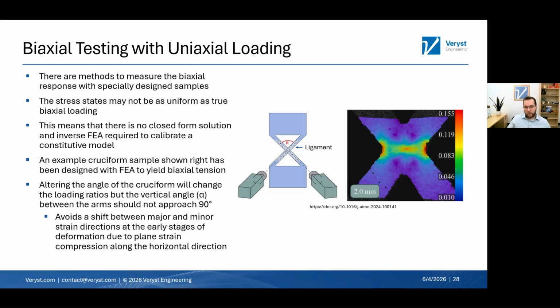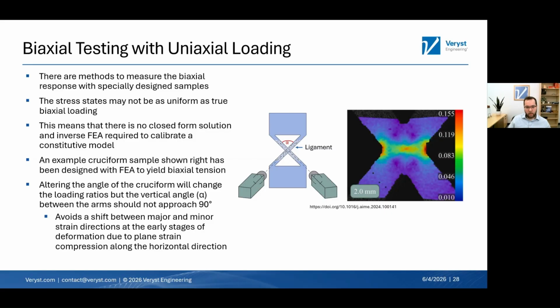The one major disadvantage is that the stress states are not as uniform as true biaxial loading, and there's no closed form solution. And so you need inverse FEA to calibrate the constitutive model. An example cruciform sample is shown on the right, and that's been designed with FEA to yield biaxial tension. This is from a paper.